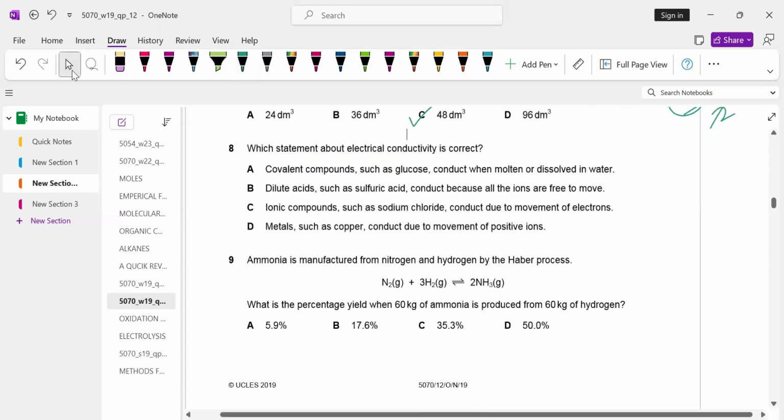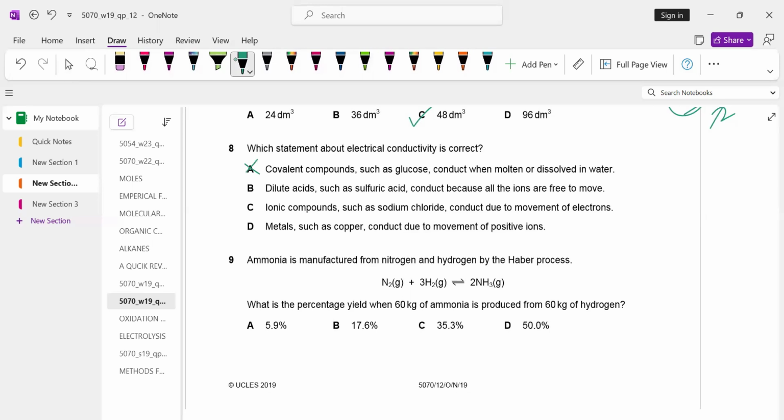Question number 8, which statement about electrical conductivity is correct? Let's read out these statements. First, covalent compounds such as glucose conduct when molten or dissolved in water. No, so the first statement is incorrect. Dilute acid such as sulfuric acid conducts because all ions are free to move.